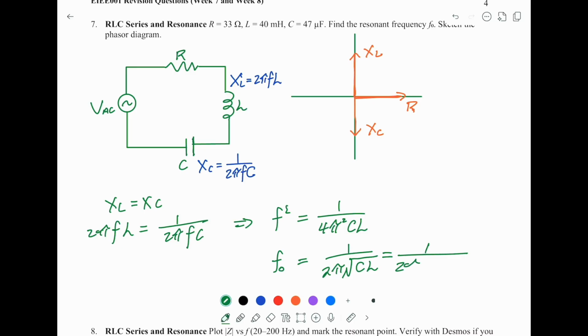So this is 2 pi square root, and this is 47 milli times 40 milli. And now you see this frequency doesn't depend on the R, and if you plug the numbers into your calculator, you will find this special frequency is 116.1 Hertz. In this case, this is the resonance frequency.